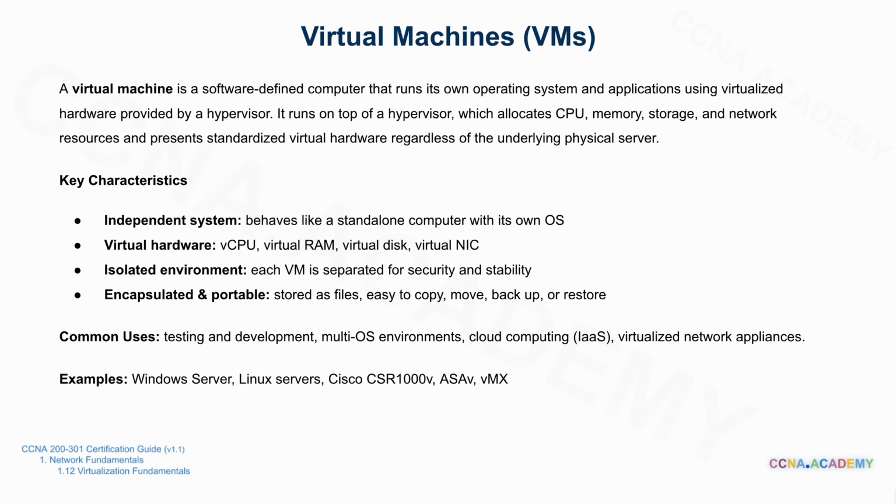A virtual machine is basically a full computer running inside another computer. It has its own operating system, applications, virtual CPU, RAM, storage, and network interfaces. From the VM's perspective, everything looks like dedicated hardware, but in reality, the hypervisor provides all the virtual components. VMs are completely isolated from each other, which makes them secure and stable. And because a VM is stored as a set of files, it's incredibly easy to move, back up, copy, or restore, making virtualization far more flexible than physical servers.